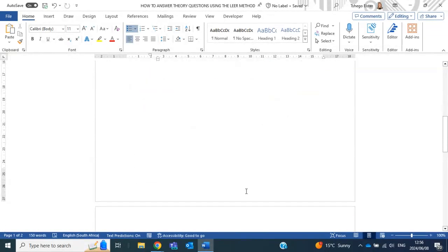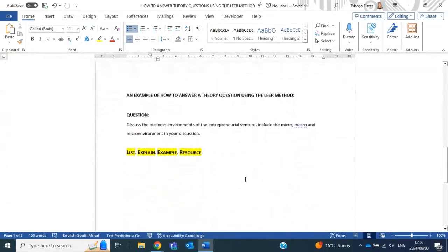So let's go ahead and do an example. So here's an example on how to answer a theory question using this LEER method. So the question might be, discuss the business environment of the entrepreneurial venture, and then include the micro, macro, and market environment. I just copied and pasted this from an assignment, but I see there was an error in that, micro, macro, and market environment in your example.